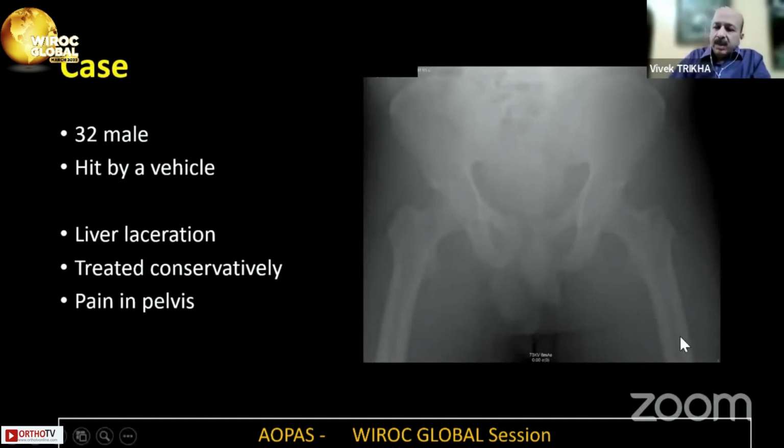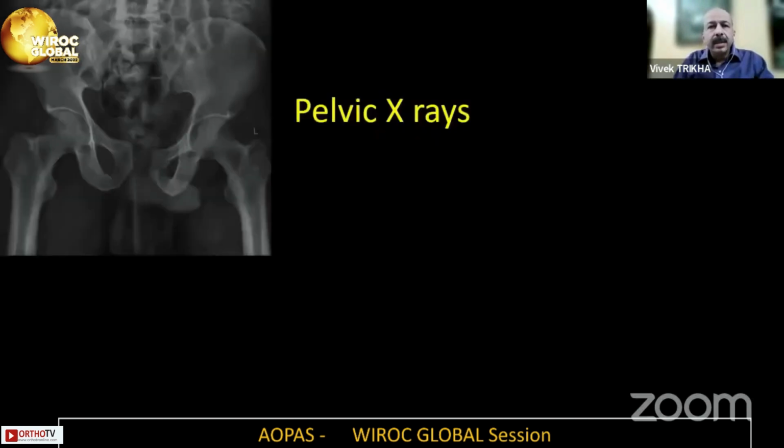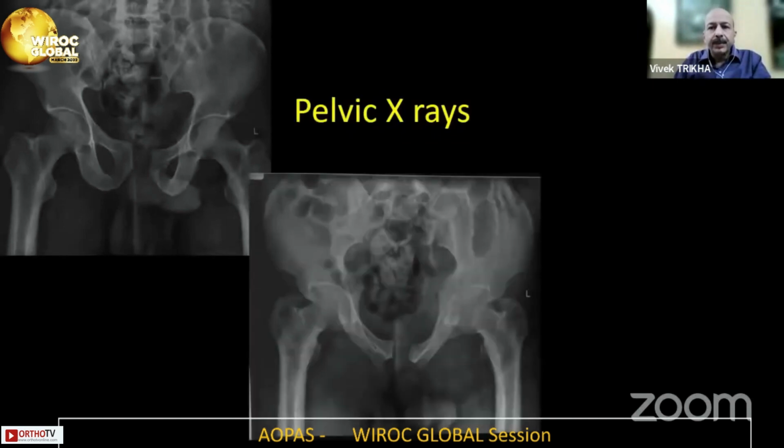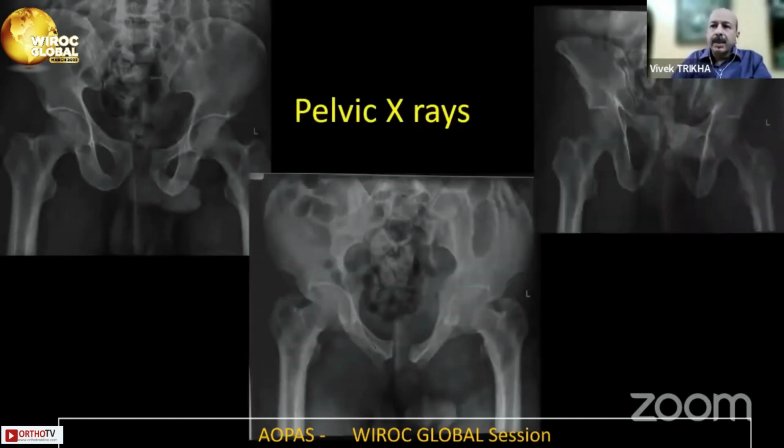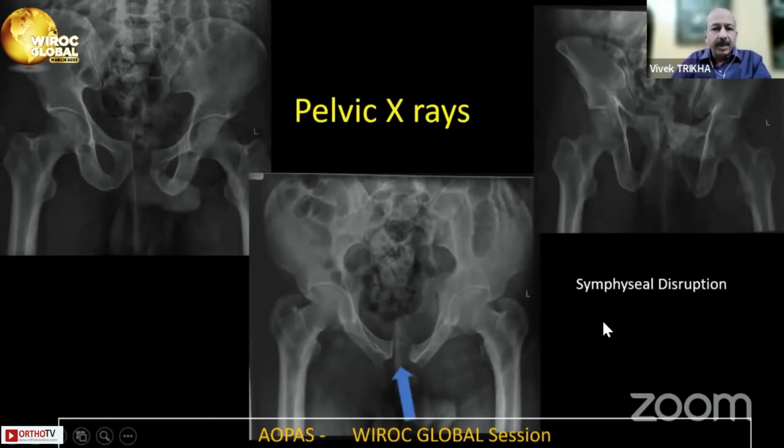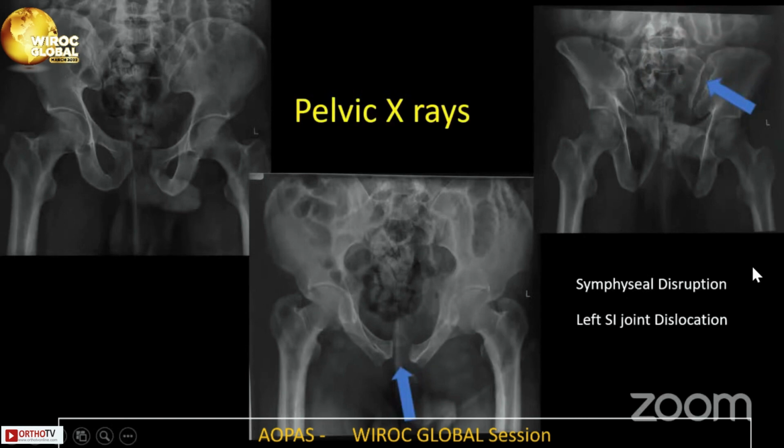So this was the X-ray which we had got. And as per the protocol, once the patient was revived and was resuscitated as per ATLS, then the pelvis X-rays were done. So these are his pelvis X-rays. If we just look at them and try to find out what exactly is there, we can see that there is some symphyseal disruption as well as a left SI joint dislocation, which we can see by the opening of the SI joint on one side and the symphysis which has opened up anteriorly, which is around 2 centimeters to 2.5 centimeters.